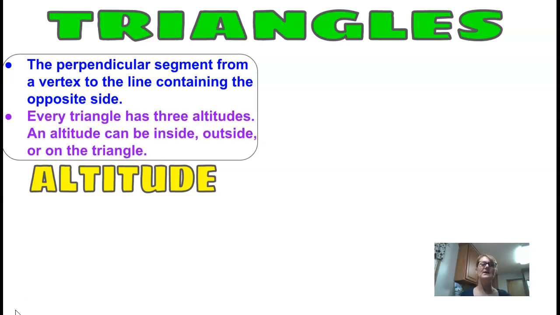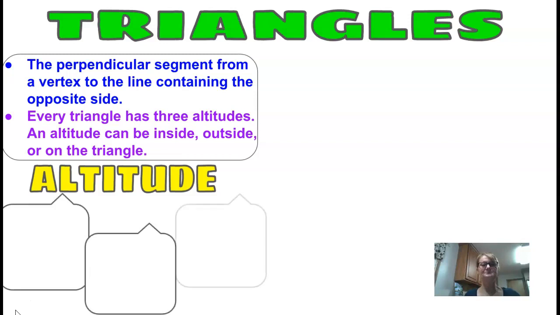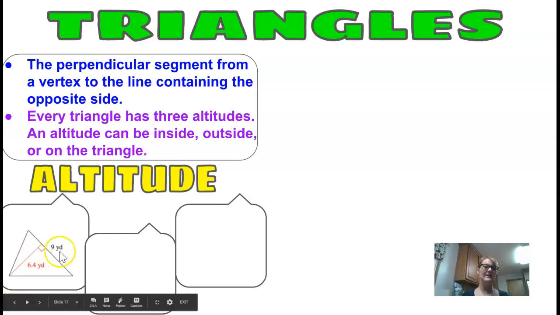So every triangle has three altitudes. Those altitudes can be inside the triangle, outside the triangle, or on the triangle. So we're going to look at the three different situations here. The first one is when it is inside the triangle, and that would be one that looks like this. So it goes from this vertex perpendicular to the opposite side. It's going to be inside the triangle.